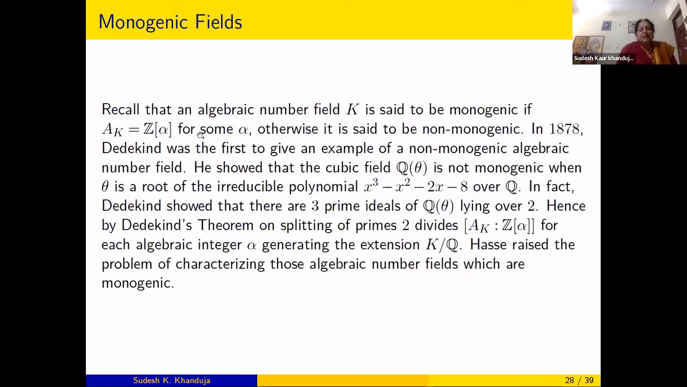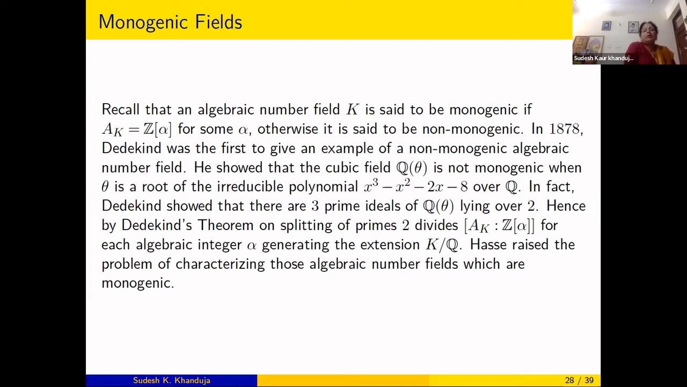So recall that an algebraic number field K is said to be monogenic if A_K equals Z[alpha] for some alpha. Otherwise, it is said to be non-monogenic. That is, K has an integral basis which consists of powers of a single element. That is, K has a power basis. Dedekind was the first to give an example of a non-monogenic algebraic number field.